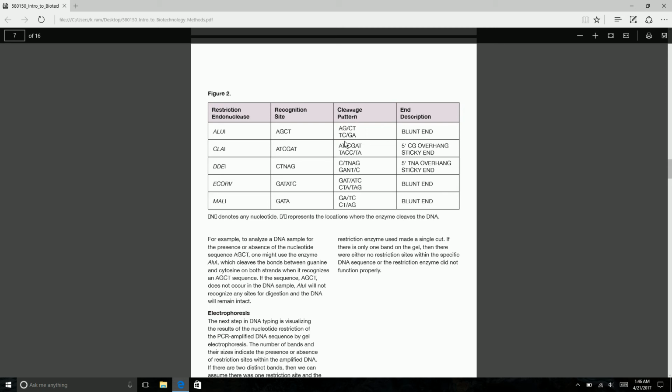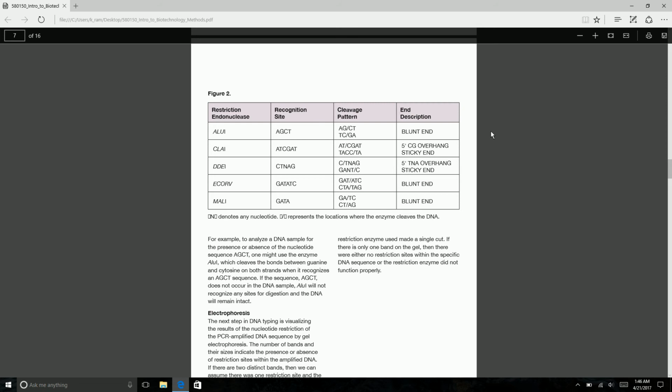Okay, so if it makes a cut here and it makes a cut here, you can see the DNA is going to be cut here. This will be AT, this will be CG80 on this side. On the other strand, if it is cutting here, this will be TA on this side and TACC on this side. So you can imagine how the DNA is going to be after cutting.